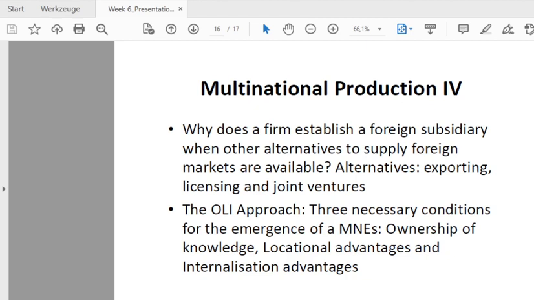Another source of advantage may be a location. So why do firms from Australia or from the US or from other countries, or from China, come to Africa to engage in mining? Well, because the mines are here. The mines are in Africa, and the firms are interested in metals and in other natural resources, and so the location is important, and so you have to go there.